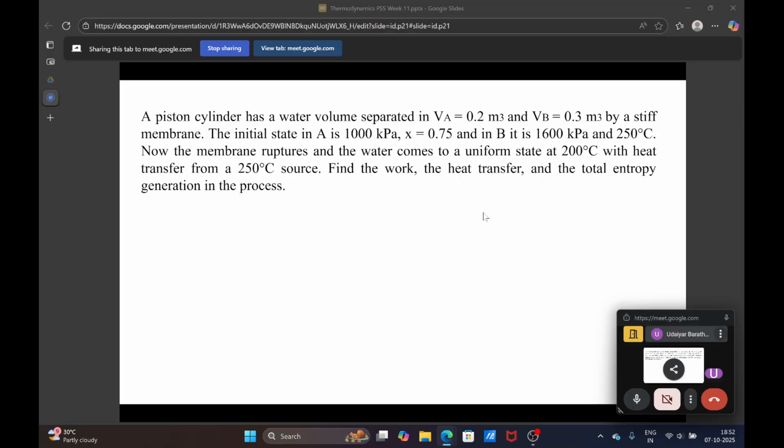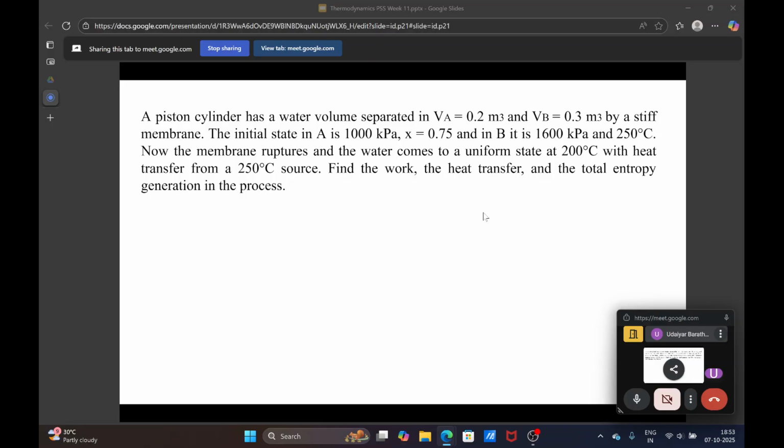Next question, we have a piston cylinder which has a water volume separated in VA of 0.2 meter cube and VB of 0.3 meter cube by a stiff membrane. The initial state in A is 1000 kilopascal and quality of 0.75, and in B it is 1600 kilopascal and 250 degrees Celsius. Now the membrane ruptures and the water comes to a uniform state at 200 degrees Celsius with heat transfer from a 250 degrees Celsius source. Find the work, the heat transfer and the total entropy generation in the process.